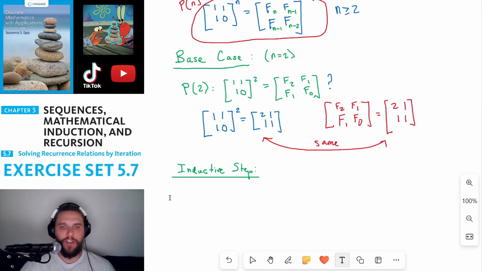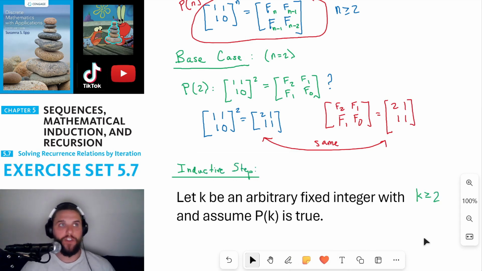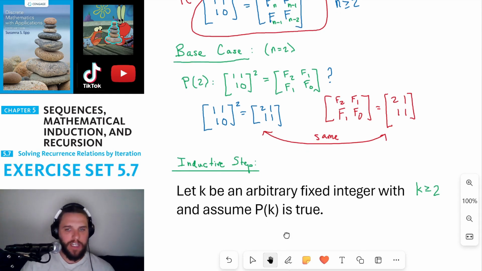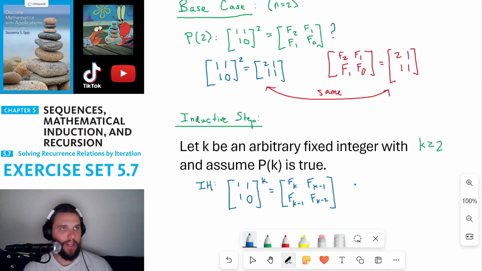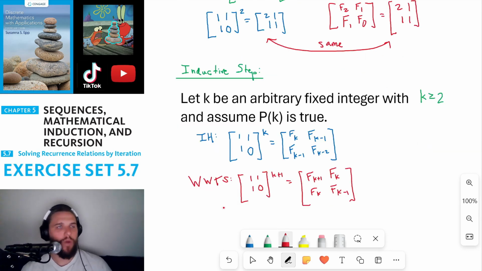Now let's move on to the inductive step. So we start mathematical induction pretty much the same every time. Let k be an arbitrary fixed integer with k greater than or equal to 2, which is the base case, and assume that P of k is true. Let's detail what P of k actually is. So this is our inductive hypothesis, which is P of k. We want to show that if we raise this matrix to the k plus 1th power, we get this other matrix with these Fibonacci numbers.